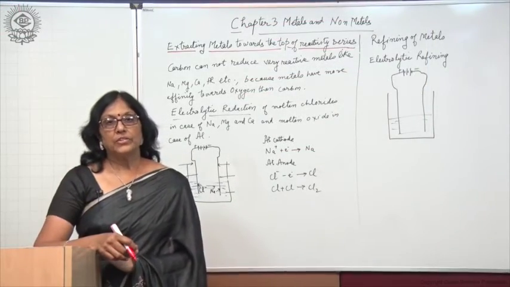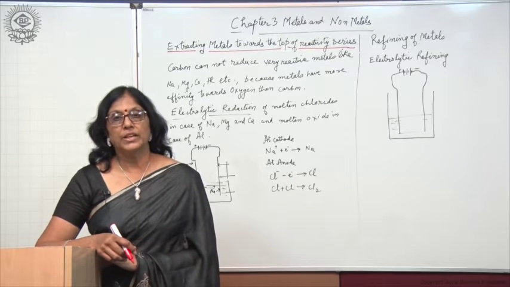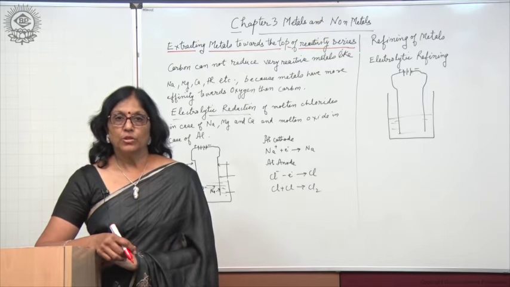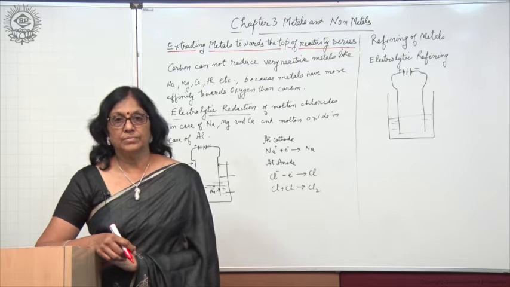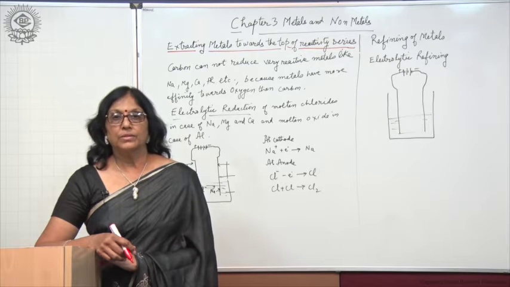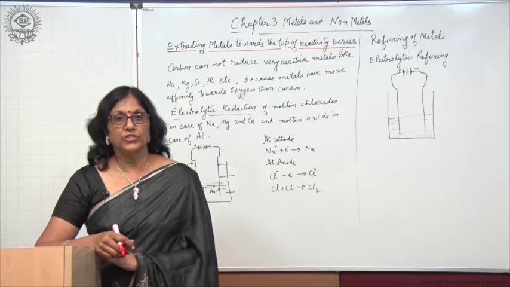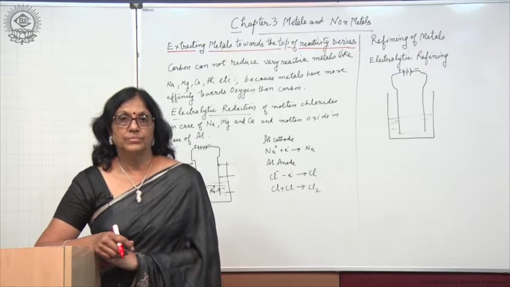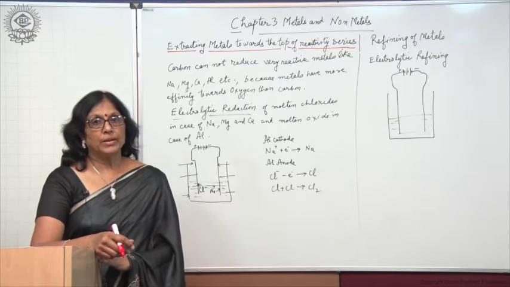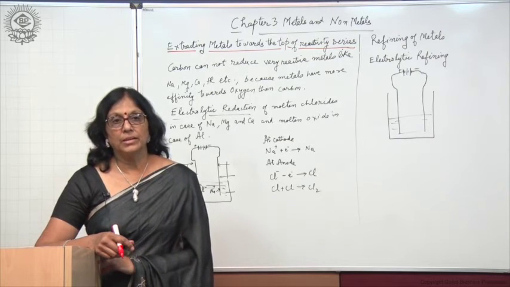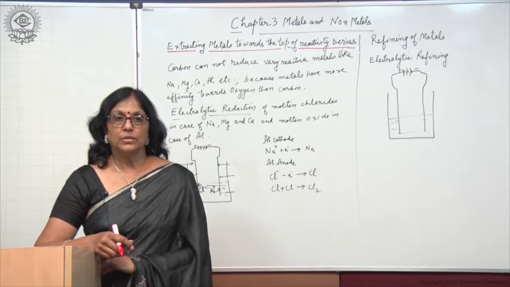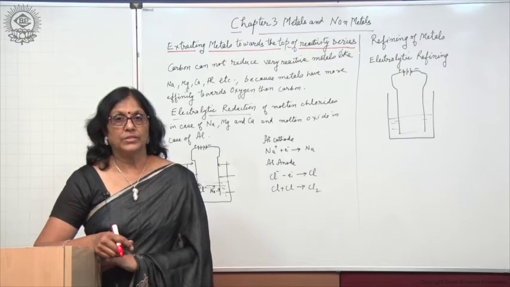Now, we will study extraction of metals at the top of the reactivity series. As you know, the metals at the top of the reactivity series are very reactive, and reduction of very reactive metals like sodium, magnesium, aluminium, calcium cannot be done with carbon. So, extraction of metals in these cases is done by electrolysis. Electrolytic reduction is done of molten chlorides or molten oxides.